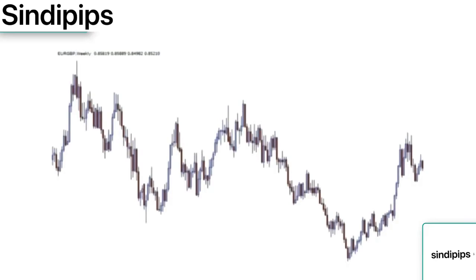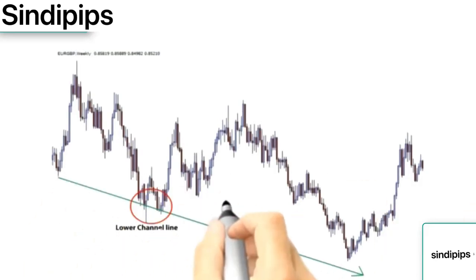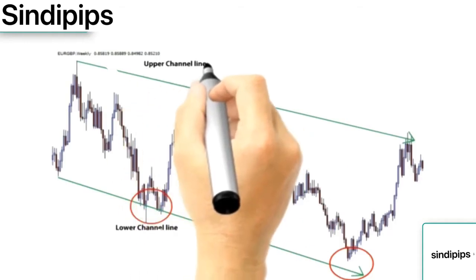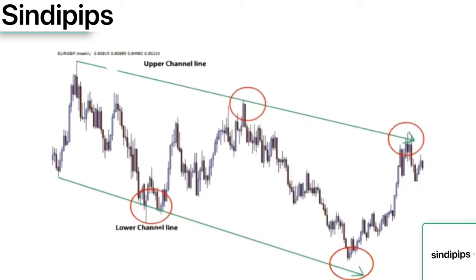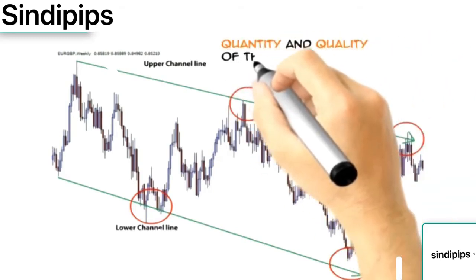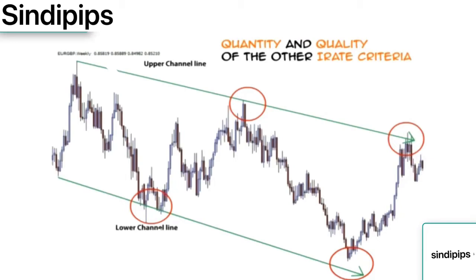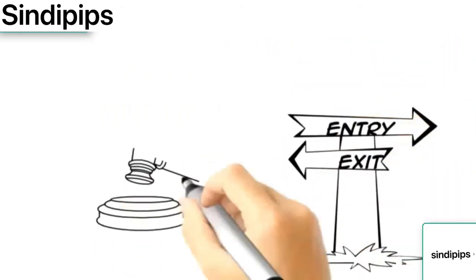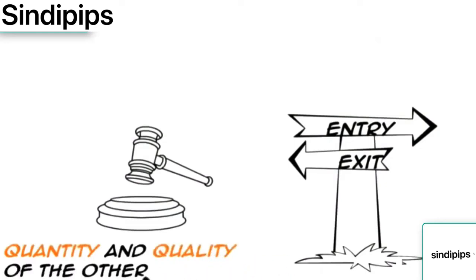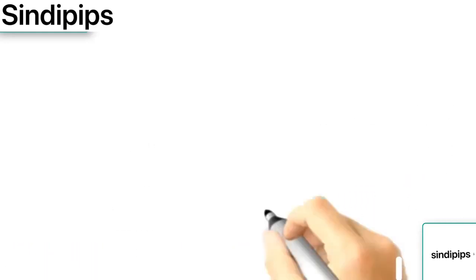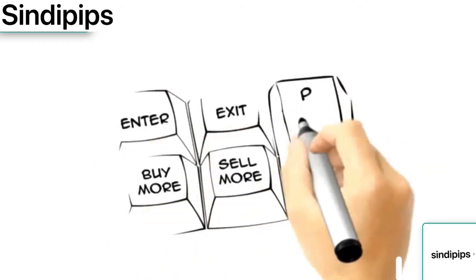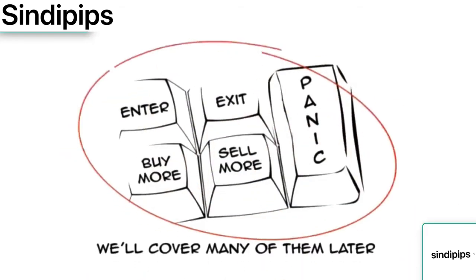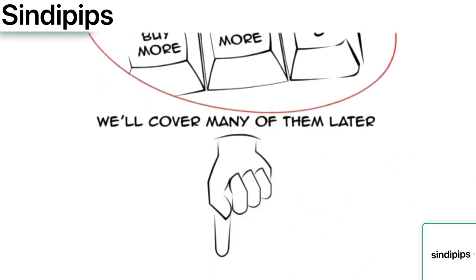For taking new long positions, we might try to buy near the lower channel line, which is a kind of support, and sell near the upper channel line, which serves as a kind of resistance. Whether or not we enter at the lower line and exit at the upper line would of course depend on the quantity and quality of the other I-rate criteria we find near these lines. For short positions, we do the opposite and consider entries near the upper line and exits near the lower line. Again, the final decision would depend on the quality and quantity of the other I-rate criteria we see near these lines. Of course, there's a lot more to know about entering and exiting positions than that, and we'll cover many of them later. Here's one detail that's worth covering right now.